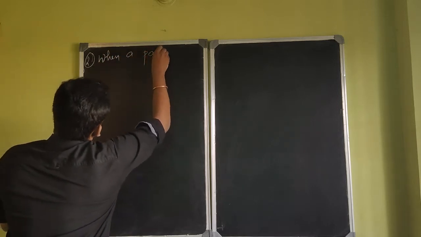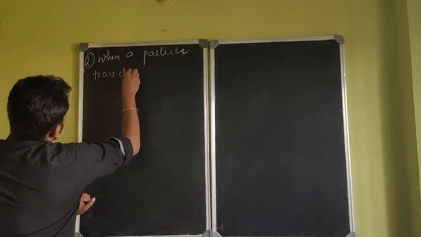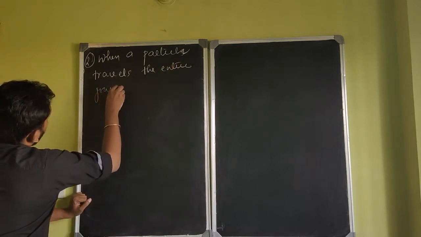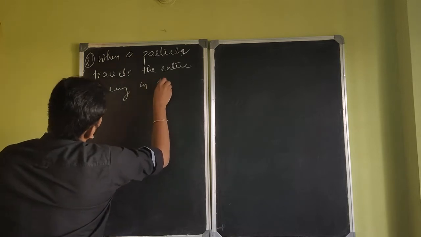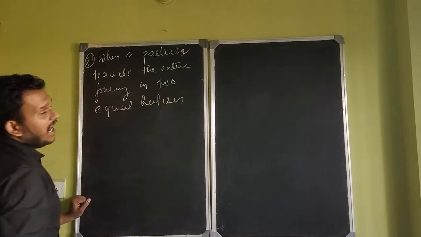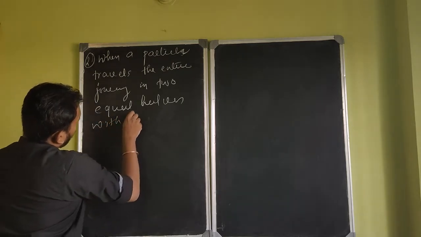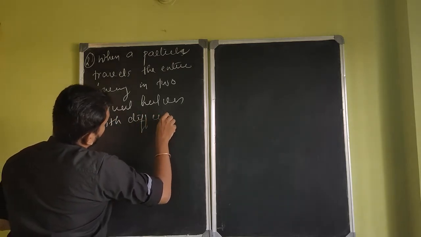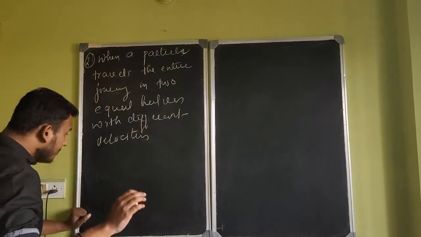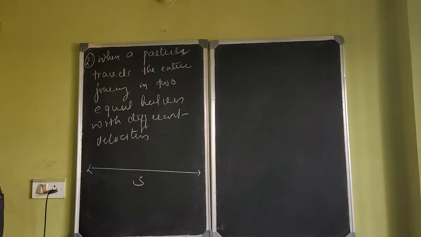a particle travels the entire journey in two equal halves, with different velocities, matlab, let's say the total distance is s. Let's say the total journey of the particle is s.